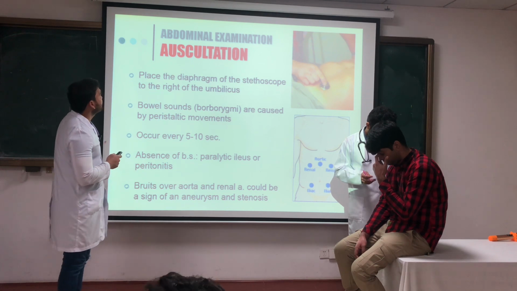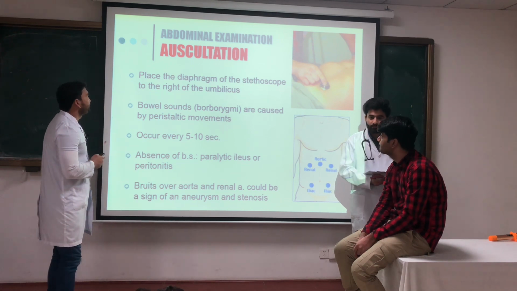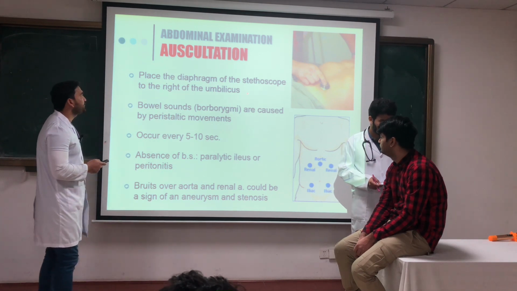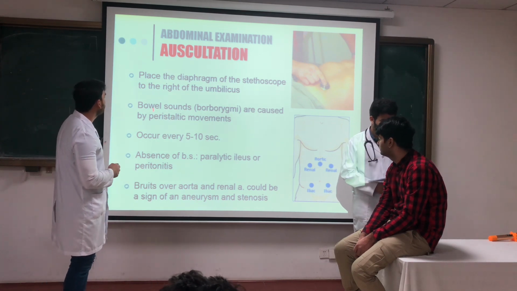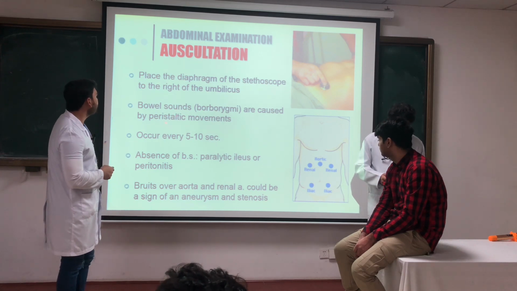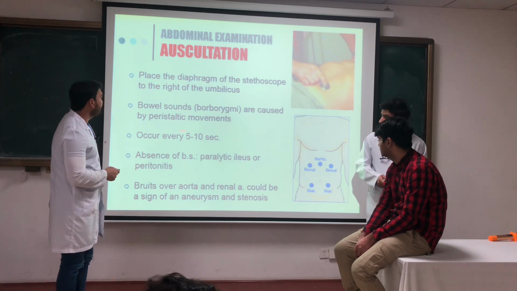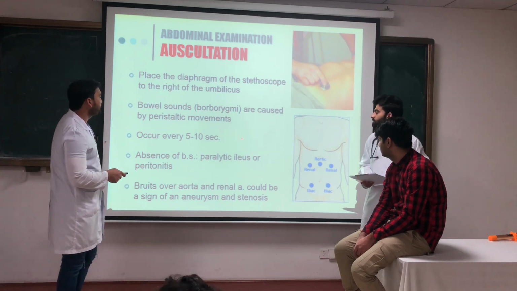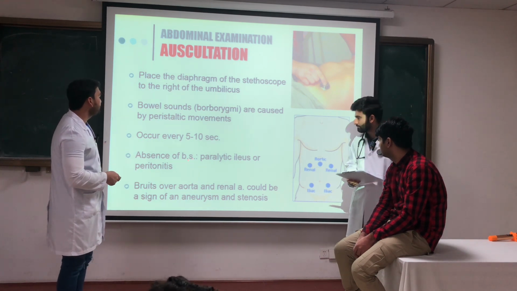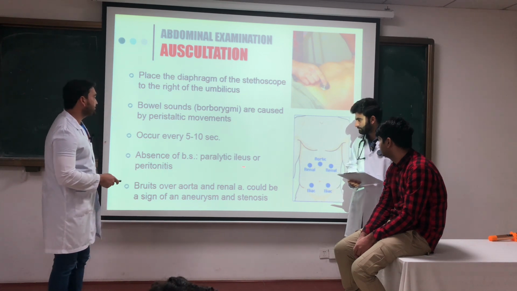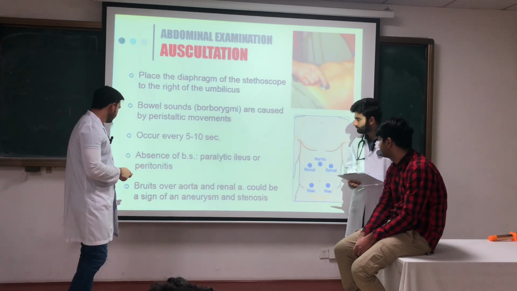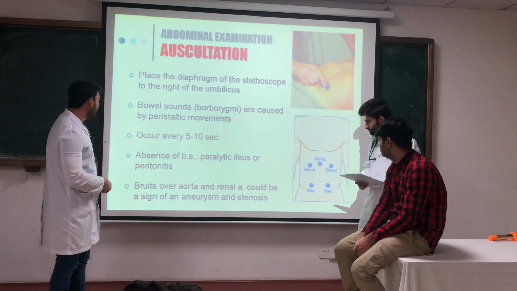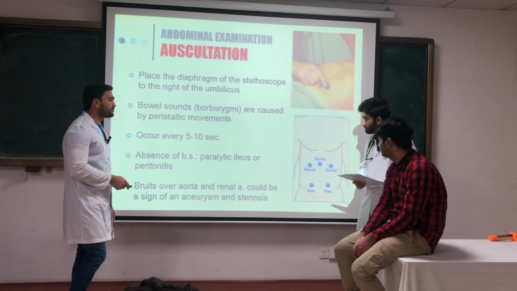At the end, we will do auscultation of the abdomen. Place the diaphragm of the stethoscope to the right of the umbilicus. Bowel sounds are caused by peristaltic movement. Sounds occur every 5 to 10 seconds. Absence of bowel sounds suggests paralytic ileus or peritonitis. A bruit over the aorta and renal artery could be a sign of an aneurysm or stenosis.